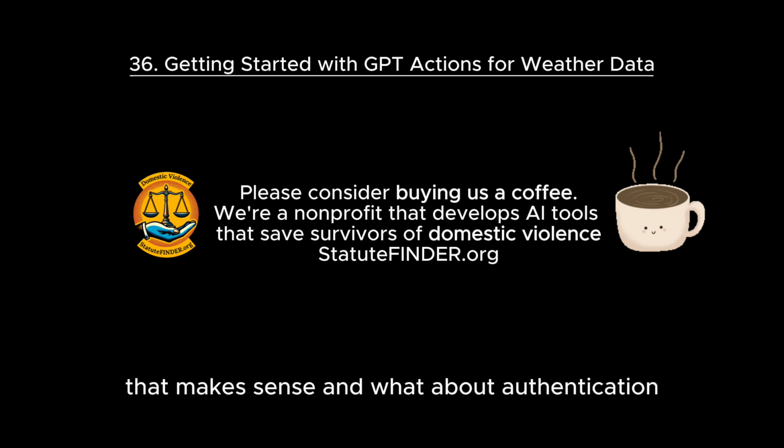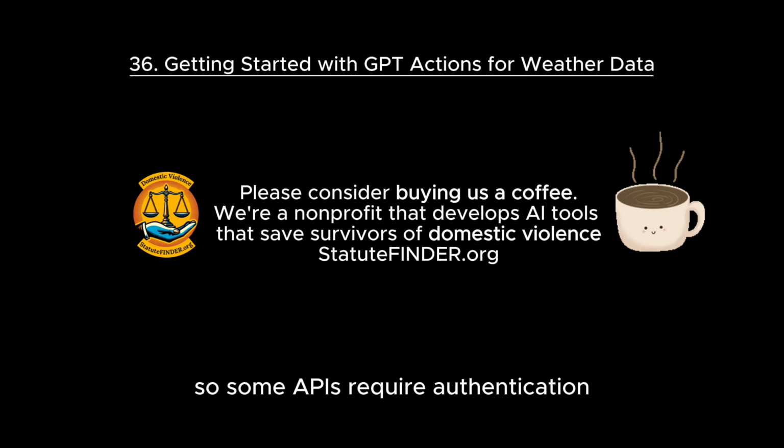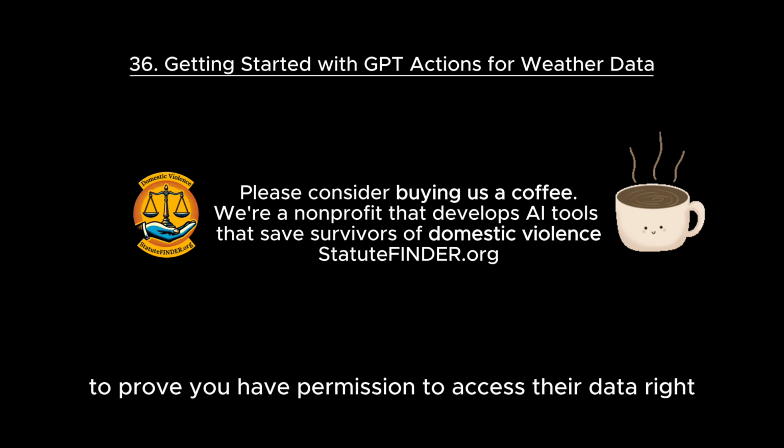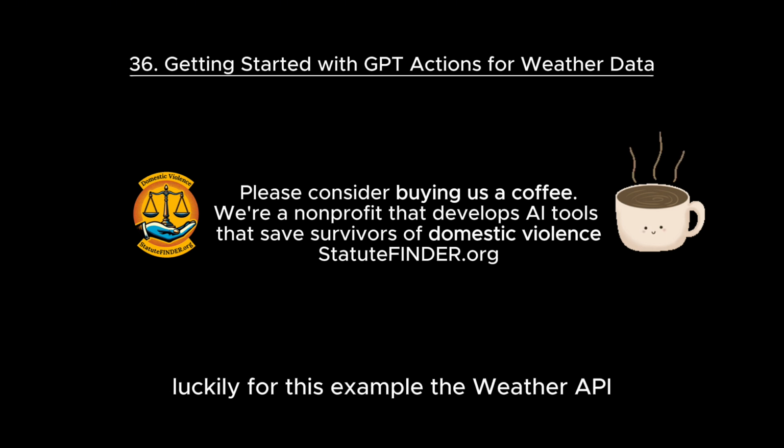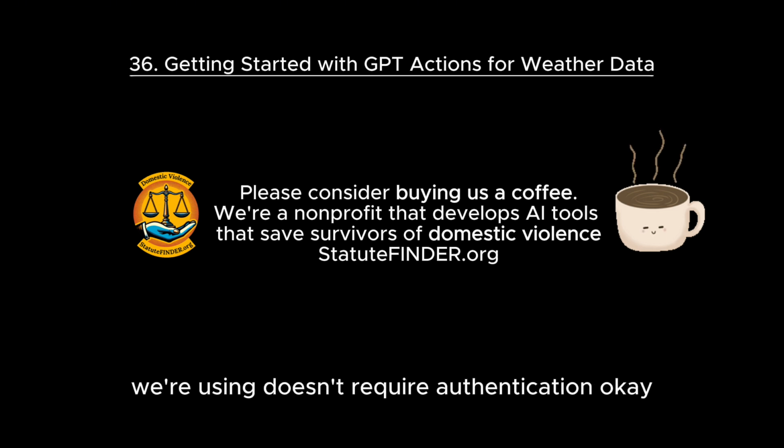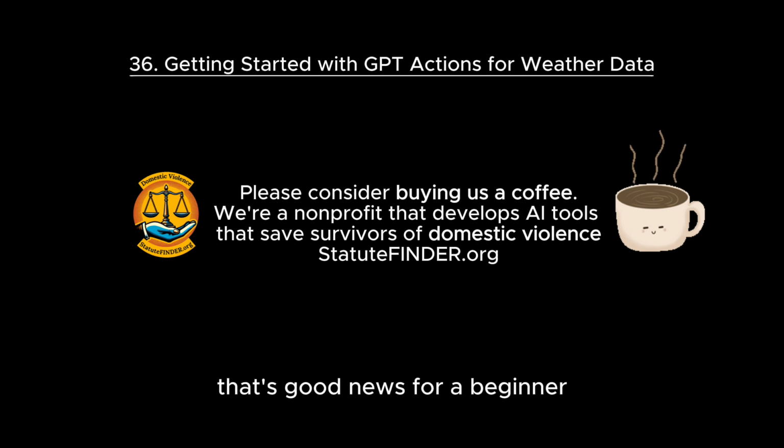Okay, that makes sense. And what about authentication? So some APIs require authentication. That's like a digital handshake to prove you have permission to access their data. Luckily, for this example, the Weather API we're using doesn't require authentication. Okay, so you can skip that step for now. That's good news for a beginner.